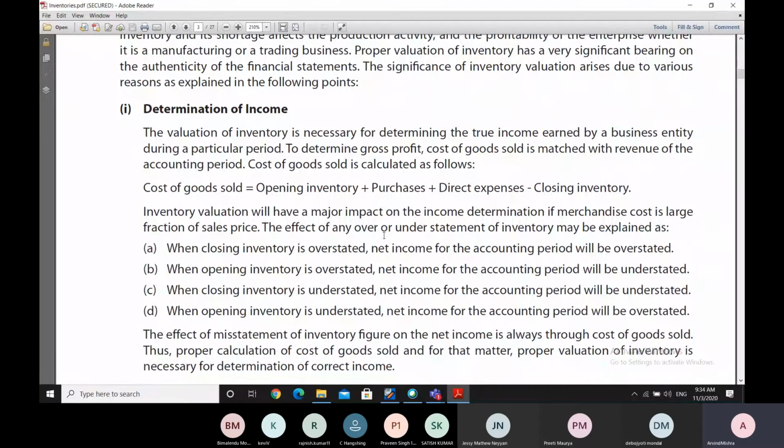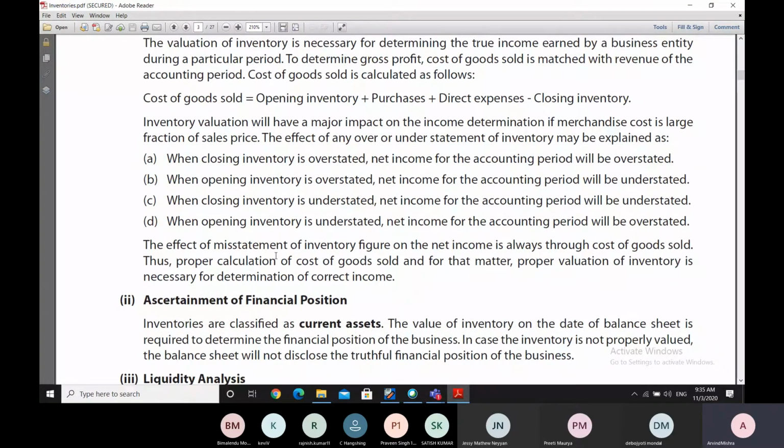So let us understand what is the effect if we overstate the inventory or if we understate the inventory. Number one, when the closing inventory is overstated, the net income will get overstated. Opening inventory is overstated, then the net income will be understated. We are going by this formula here. When closing inventory is understated, then the net income will be understated. And when opening inventory is understated, the net income will be overstated.